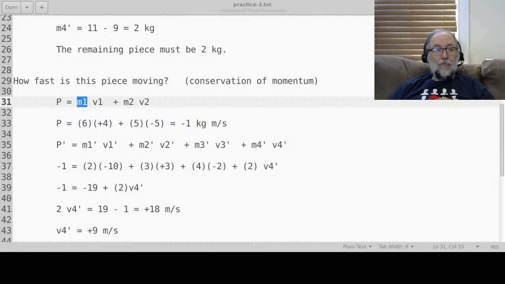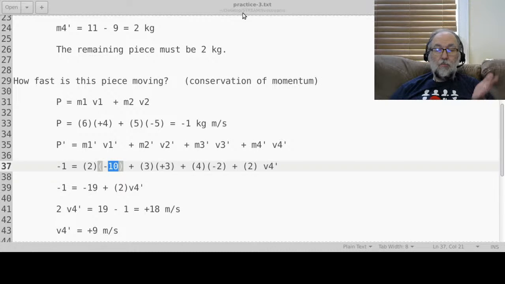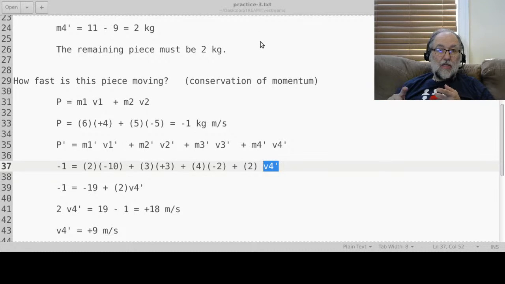All right. And so let's substitute in the numbers and see what we get. Now for p primed, we could just put in the value for p. Why? That's the whole point of this. It's conservation of momentum. So p primed is negative 1. Okay. And m1 primed, 2 kilograms traveling to the left at 10 meters per second. Okay. And then, 3 kilograms multiplied by 3 meters per second to the right. Okay, that's this term here. And then 4 kilograms, 2 meters per second to the left. And then 2 kilograms multiplied by some unknown velocity, okay? And that velocity is v4 primed.